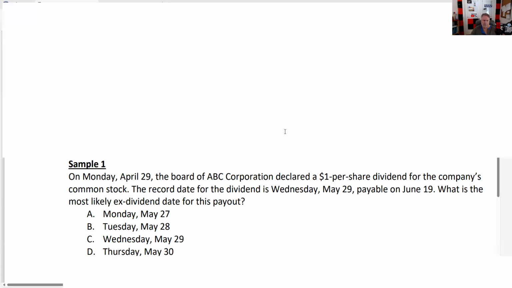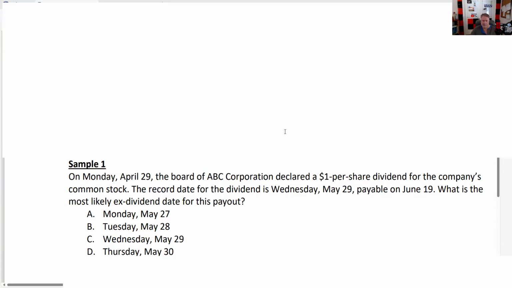On Monday, April 29th, the board of ABC declared a $1 per share dividend. That's called the declaration date, set by the board. A declared dividend becomes a current liability. And so the working capital of ABC Corp is going to decrease on April 29th.